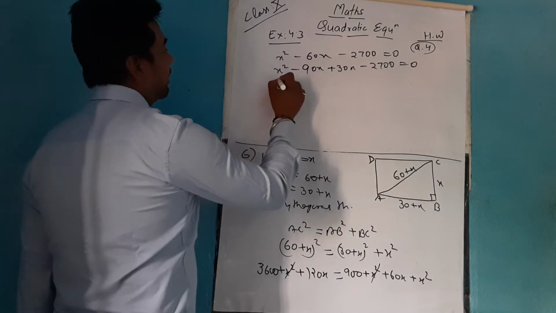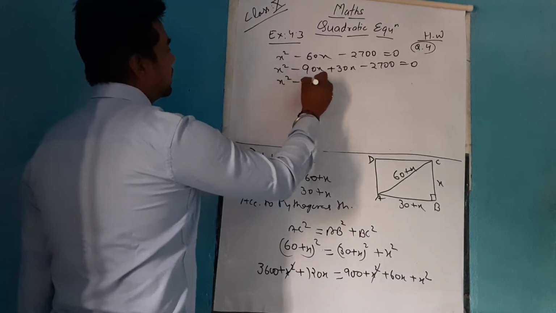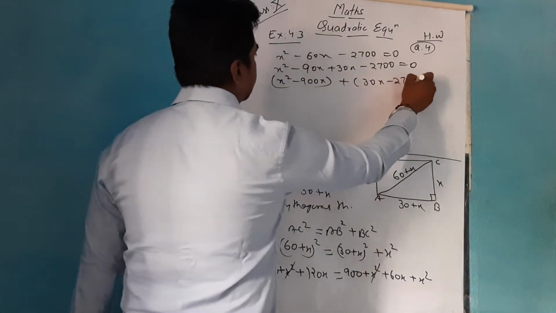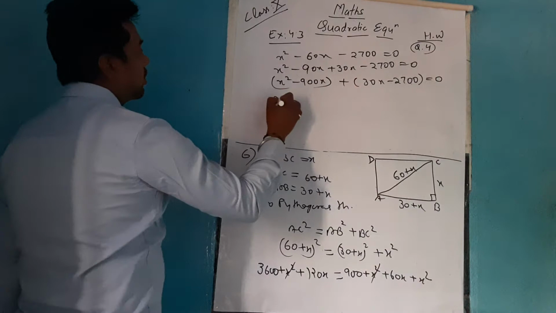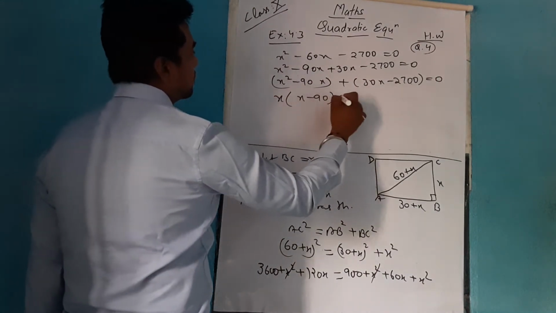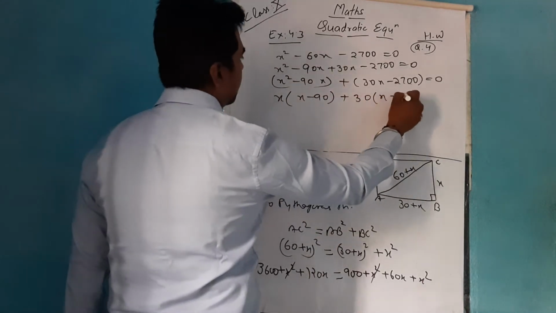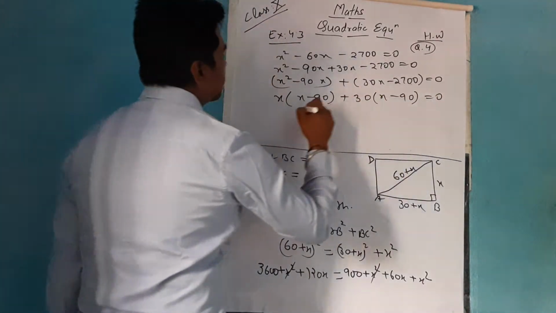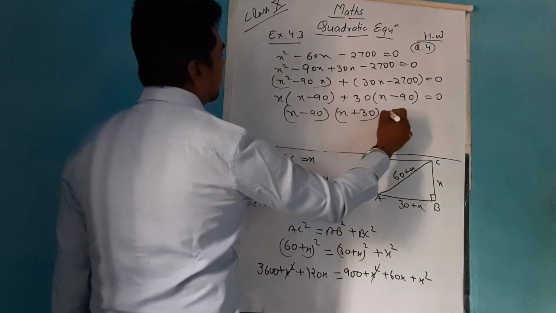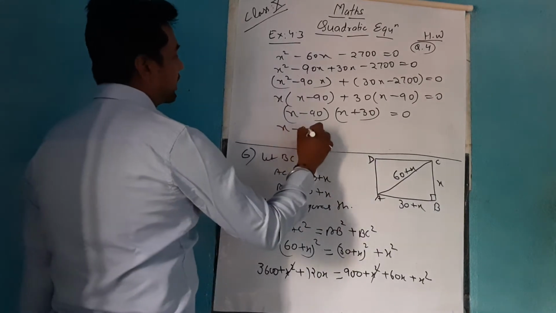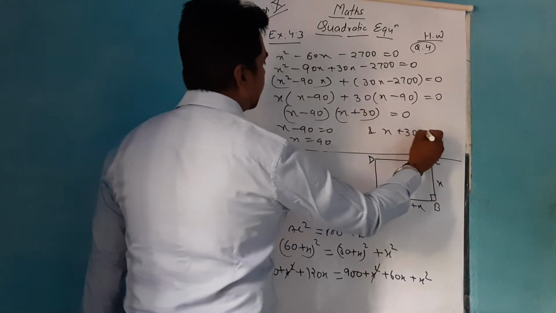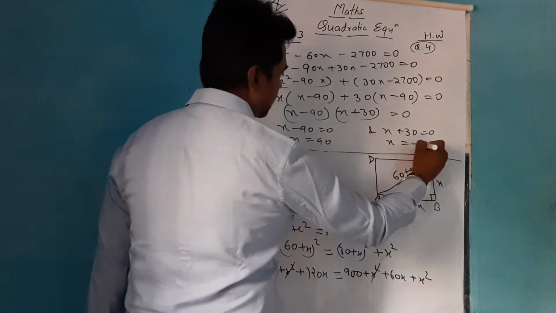Now we'll make the pairing. So x square minus 90x in one bracket plus 30x minus 2700 equals 0. From the first bracket x is common, x minus 90, and from the second bracket 30 is common, x minus 90. So x minus 90 is further common, left with x plus 30 equals 0. So when x minus 90 is 0, x equals 90. And when x plus 30 equals 0, x equals minus 30.